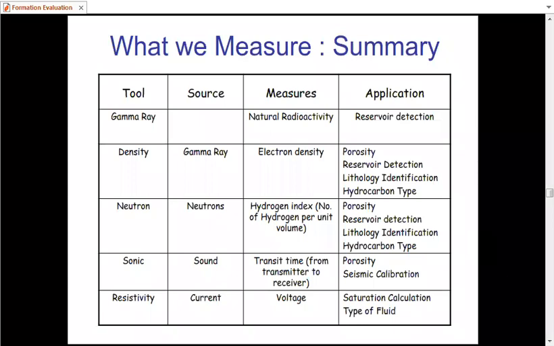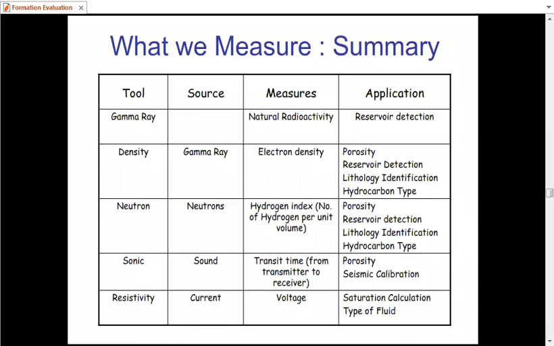The fourth type of open hole logging tools is the sonic log. Sonic log uses a sonic wave source and measures the transit time from transmitter to receiver, and the sonic log is applicable for porosity calculation and seismic calibration. Also applicable in cased hole logging for cement evaluation log.